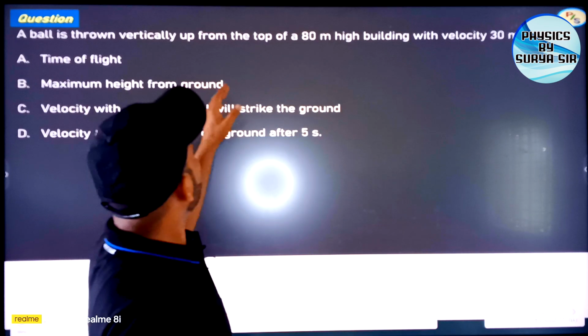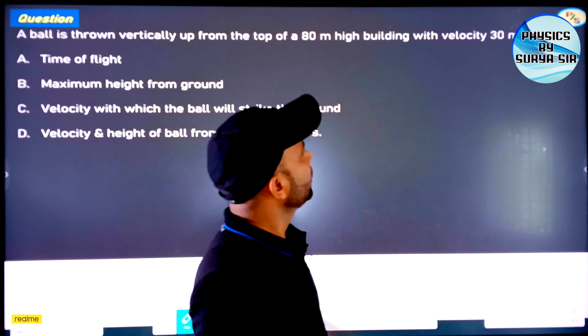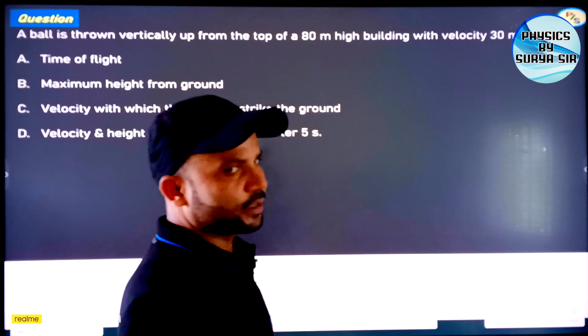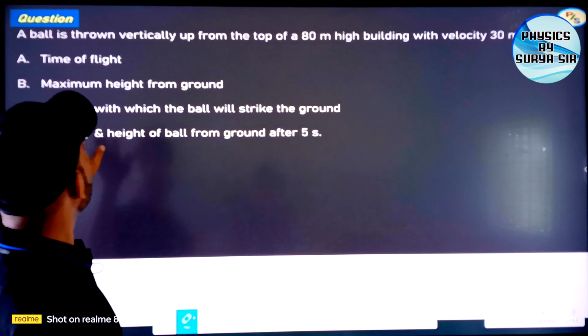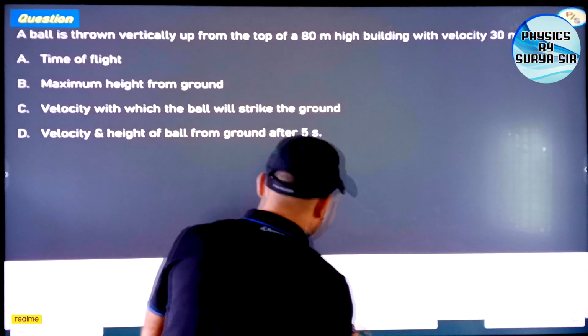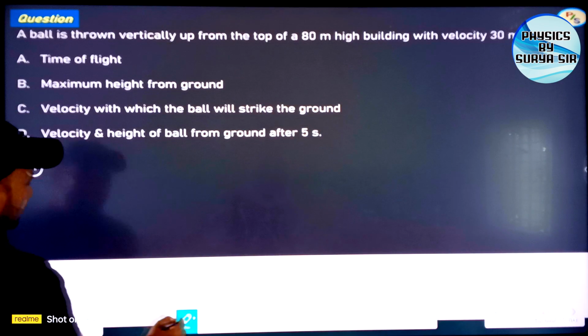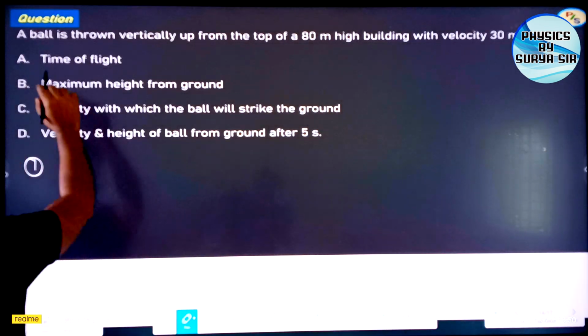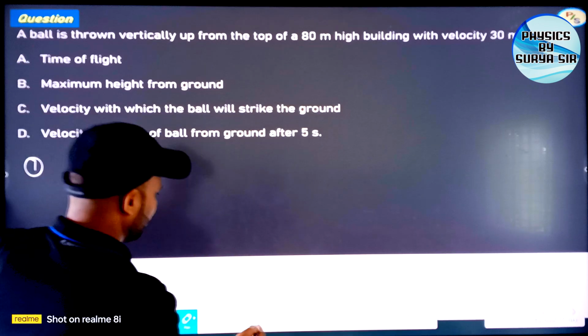A ball is thrown vertically up from the top of an 80-meter building with a velocity of 30 meter per second. Find the time of flight, maximum height, velocity, and so on. Different questions are there, so we will solve them one by one. First we are going to solve the first problem.